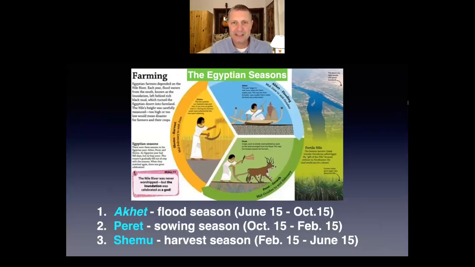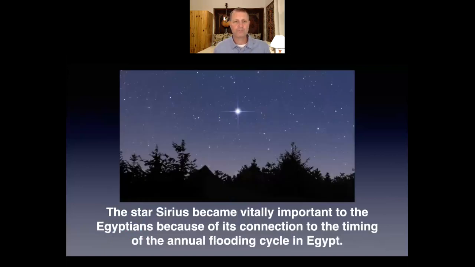So the 3 seasons of ancient Egypt are, number 1, Akhet, which is the flood season, Peret, which is the sowing season, and Shemu, which is the harvest season. And we see how those 3 seasons correlate roughly to the Gregorian calendar that we use today, right? June to October, October to February, and February to June.